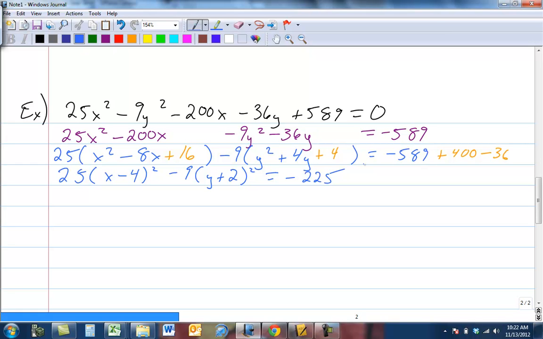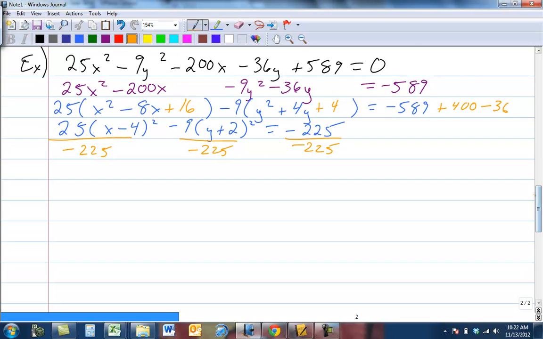All right, now, just like ellipses, standard form is equal to 1. So we're going to divide by negative 225 on both sides. In fact, everything gets divided by negative 225. So what is 25 over 225? You're going to have x minus 4 quantity squared divided by negative 9. Negative 9 divided by negative 225 is positive, y plus 2 quantity squared divided by positive 25 equals 1.